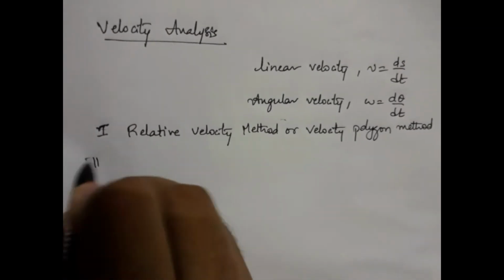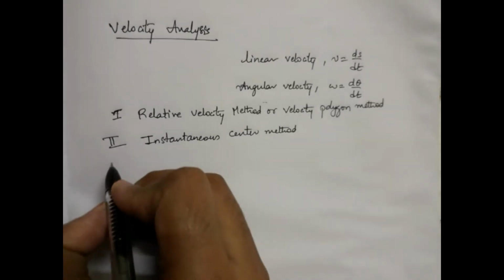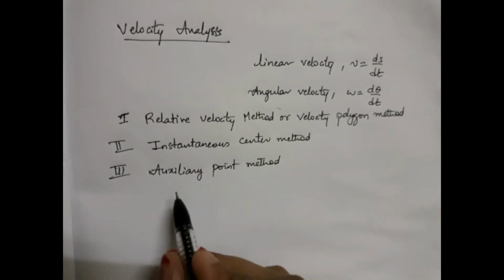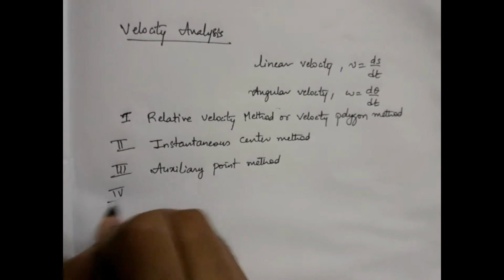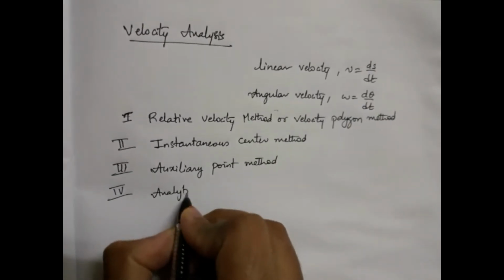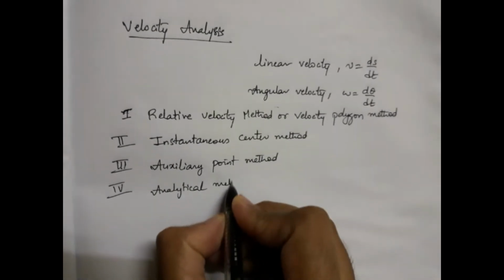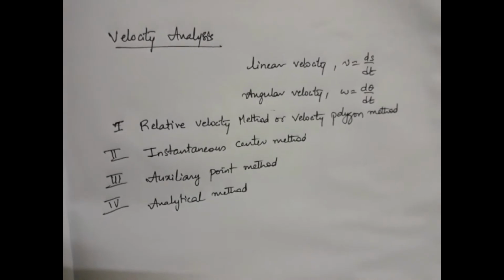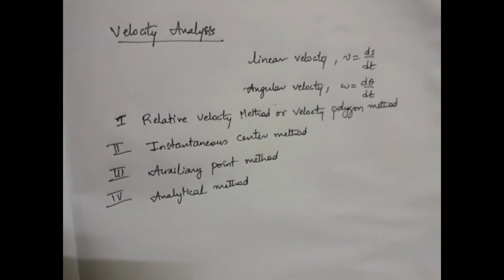The second method is instantaneous center method. The third method is auxiliary point method. The fourth one being analytical method. And there can be even more types of methods, but these are the most important ones or the most used ones.